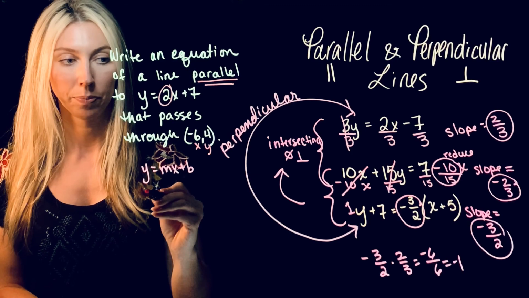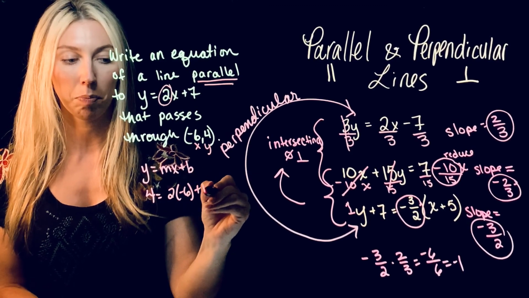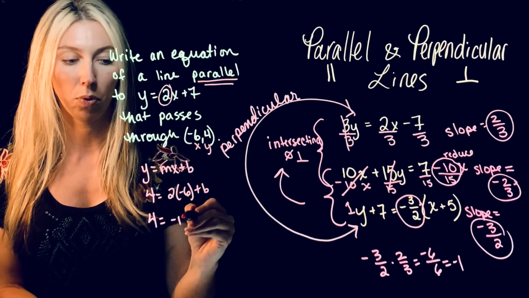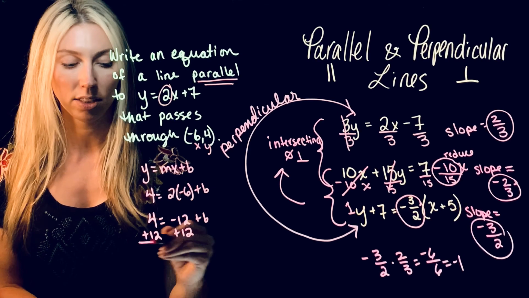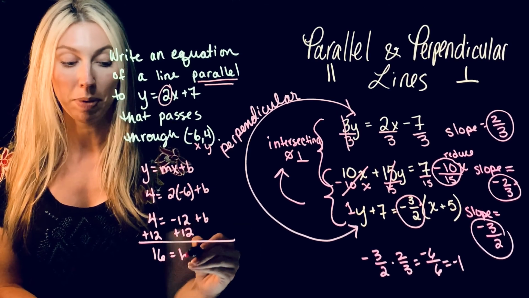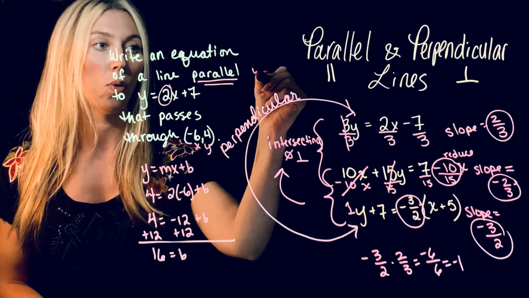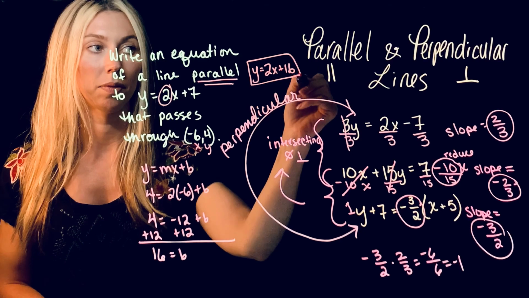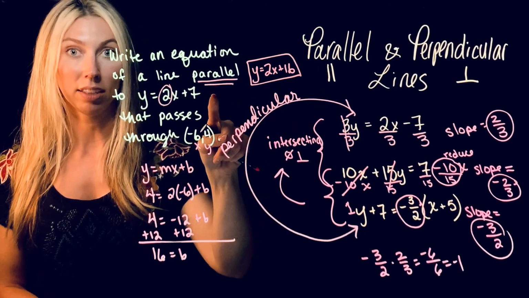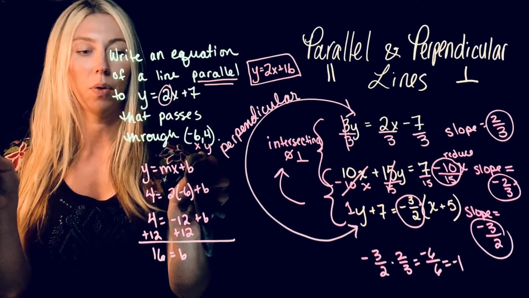plug this in, and use this for x and y. So this will be 4 equals 2 times -6 plus b. So that'll be 4 equals -12 plus b. And if you add 12 to both sides, you'll get 16 is your b. So when you write your final answer, you'll say that the answer is y equals 2x plus 16. So that'll be parallel.